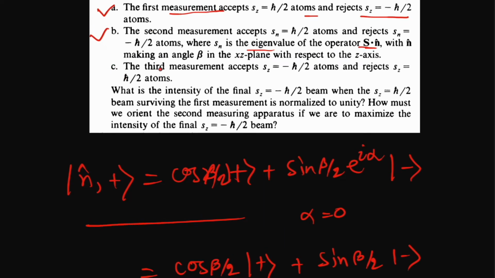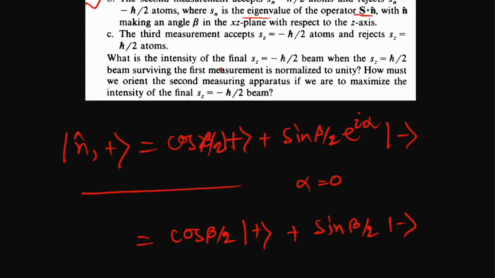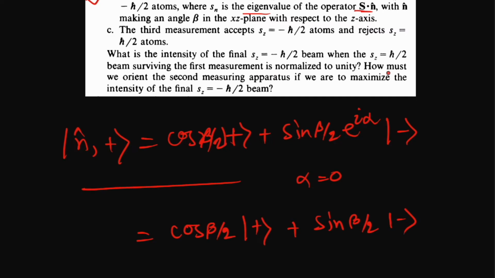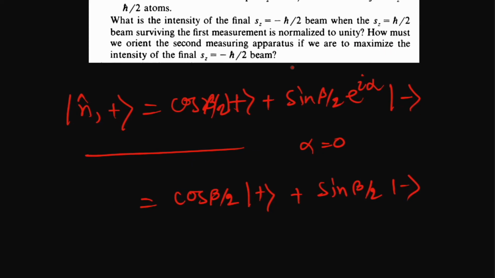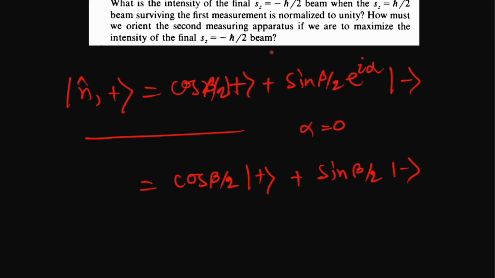And in question C, the third measurement accepts Sz equal to minus h cut by 2 atoms and rejects Sz equal to h cut by 2 atoms. What is the intensity of the final Sz equal to minus h cut by 2 beam when the Sz equal to h cut by 2 beam surviving the first measurement is normalized to unity? How must we orient the second measurement apparatus if we are to maximize the intensity of the final Sz equal to minus h cut by 2?